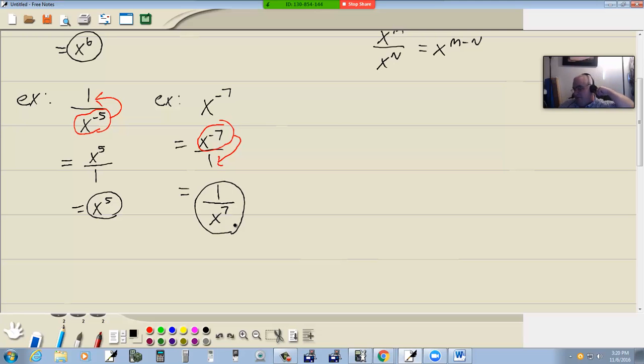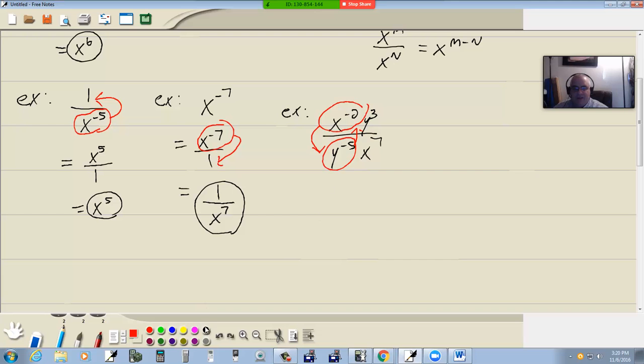Now you may have problems that use combinations of these types. For example, if I have x to the negative 2, y to the 3rd, over y to the negative 5, x to the 7th. Our order of operations, when you're talking about a fraction, says do the top part completely, do the bottom part completely, then handle the fraction. There's nothing left to do on top except I do have a negative exponent, so I'll move it down below.